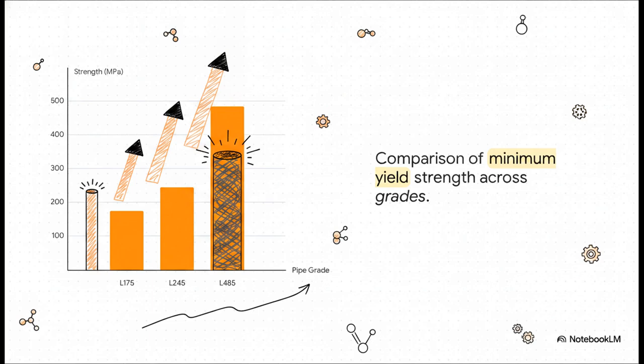Notice how aggressively that minimum yield strength jumps as we step up the grades. Going from the baseline L175 up to L245 and all the way to a high-strength pipe like L485, it vaults from 175 megapascals to nearly 500 megapascals. The numbers in the names literally represent this incredible physical capability, which proves exactly why getting the chemistry and the manufacturing routes right from the very start is absolutely critical.